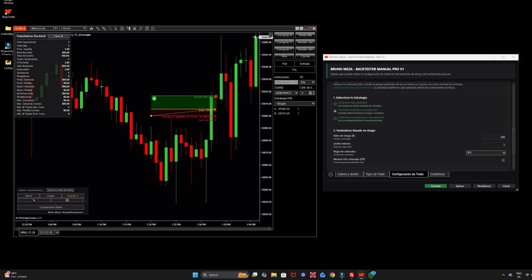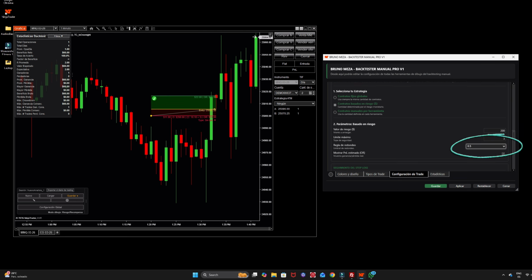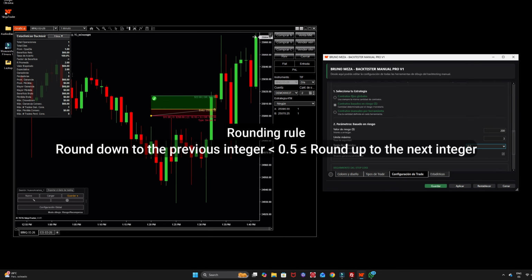On the other hand, you can also define the rounding rule. The rounding rule is a setting that allows you to decide when the tool should round up to the next contract and when it should round down to the previous contract, when the calculation gives you a number with decimals. Think that the tool first calculates an ideal number of contracts to meet your risk objective. But since in practice you can't trade 3.6 contracts, the tool needs to convert that number into an integer, 3 or 4. That's where the rounding rule comes in.